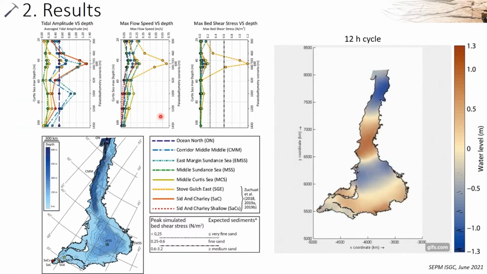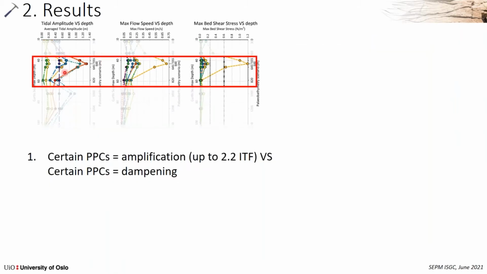But basically now when we plot these results, we have three plots here. We have the tidal amplitude versus depth, the maximum flow speed versus depth, and maximum bed shear stress. And on the left axis is always the depth of the Curtis Sea, so the depth right down here. And then on the other vertical axis here, it's the maximum depth of our system, so the deepest point in our system. And our results show a few things.